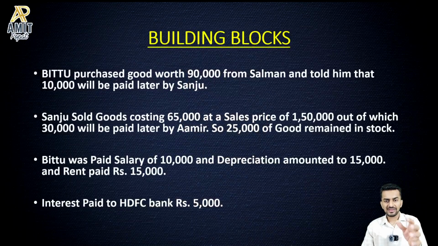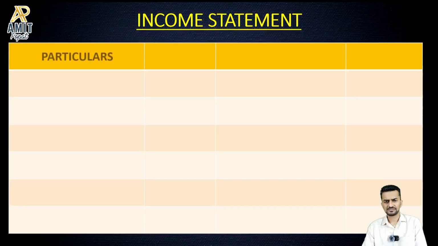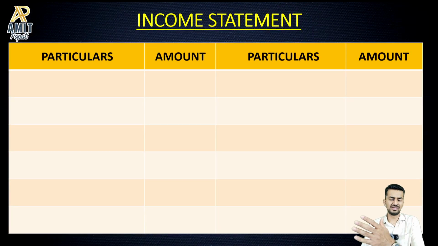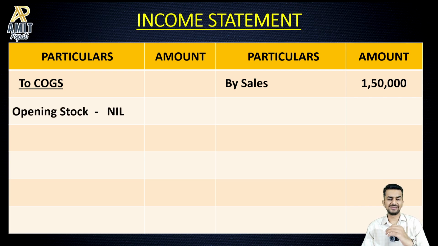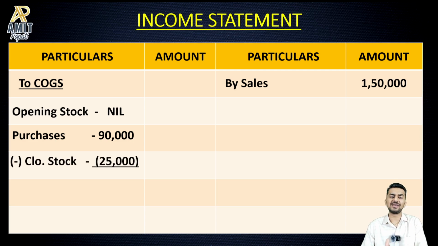So now, the first thing that we're going to do is create the income statement. On the right side is the credit side where we will write all the incomes. So the first income is sales of 1,50,000. I hope you remember that. Then next, on the debit side, we have cost of goods sold. In cost of goods sold, there was no opening stock because we started a new business. We made purchases worth 90,000 rupees and 25,000 rupees of goods were there with us.